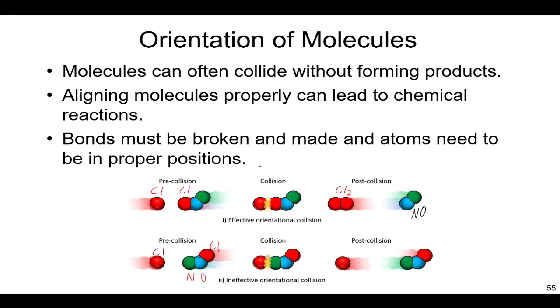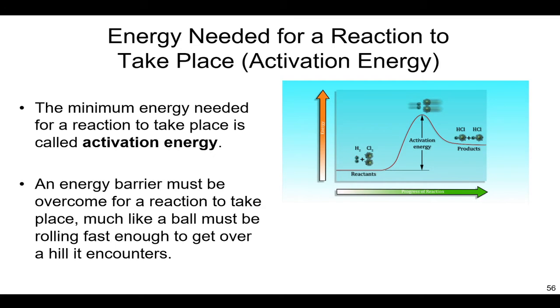Now, what I'm glossing over here is that there are chemical bonds that have to be broken and reformed during this process. So it's not enough to just say that the things collide and the orientation is right, but you must have enough energy to actually break this chemical bond right here between Cl and N. And that really hints at the fourth factor that affects our reaction rate: energy.